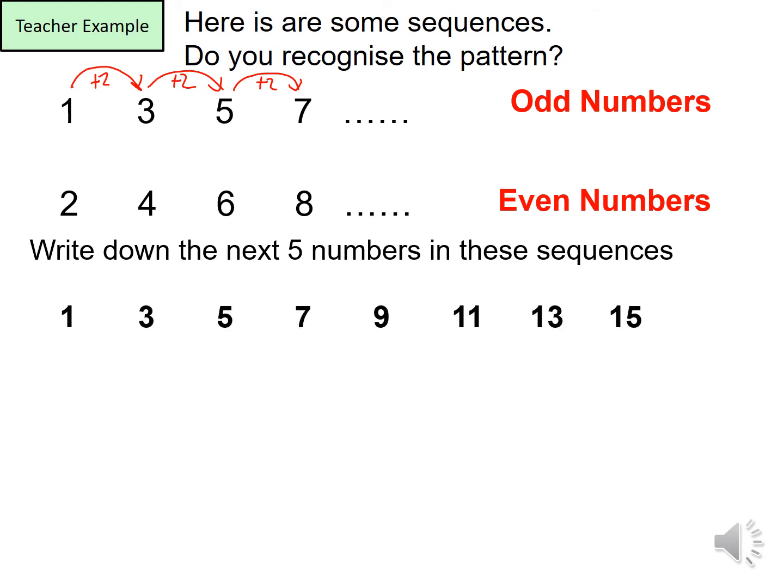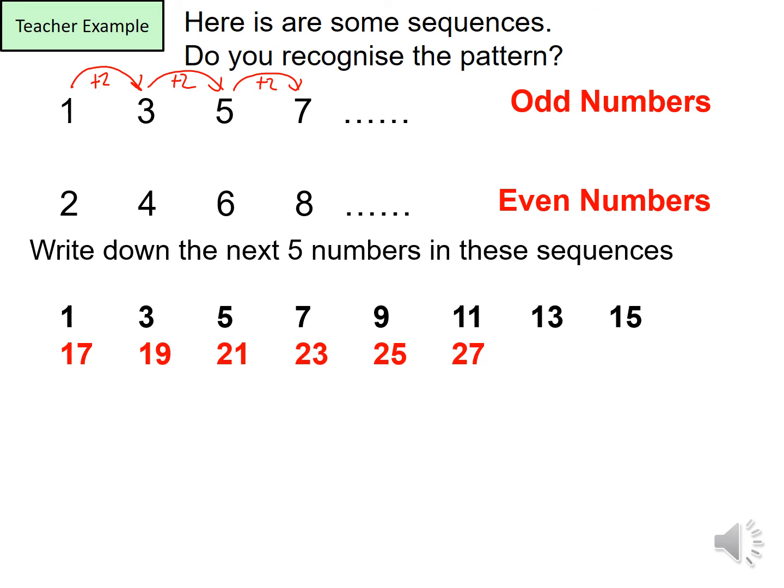So what you need to do now is quickly pause the video and have a go at writing down the next 5 numbers in this sequence. Okay, this is what you should have got. This is your answer. They are still being added by 2. Let's have a look at the second set of numbers.